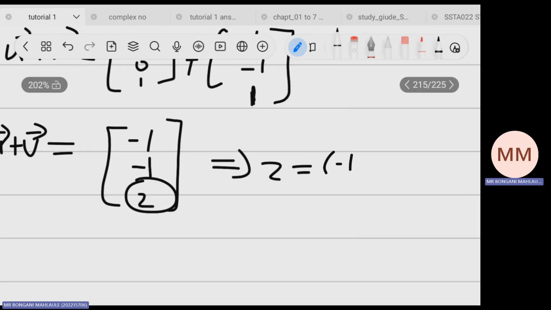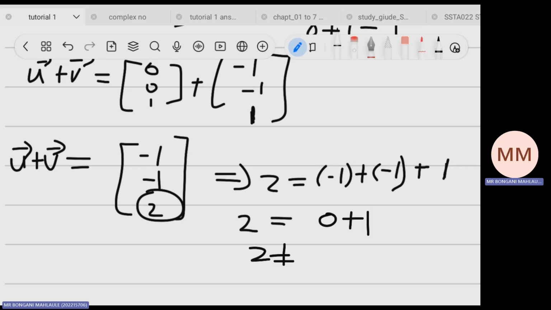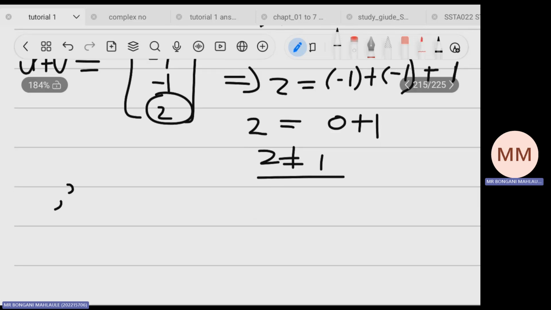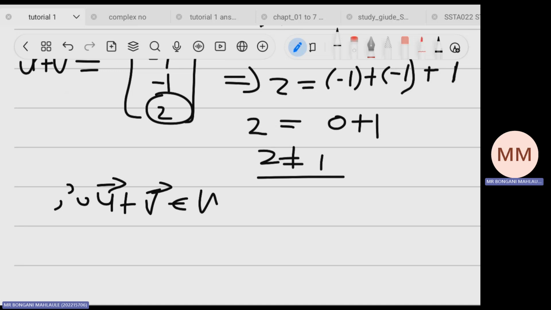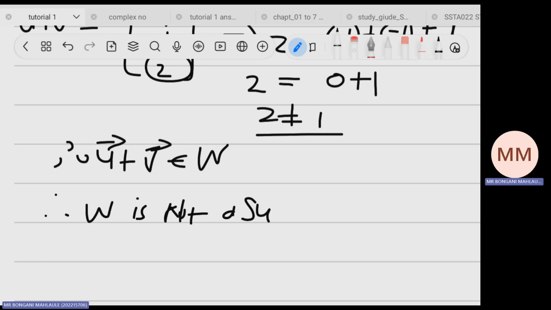So you'll say negative 1 plus negative 1 plus 1. What do we get? You'll get 0 plus 1. And 2 is not equal to 1. Therefore, U plus V is not an element of W. Therefore, W is not a subspace.